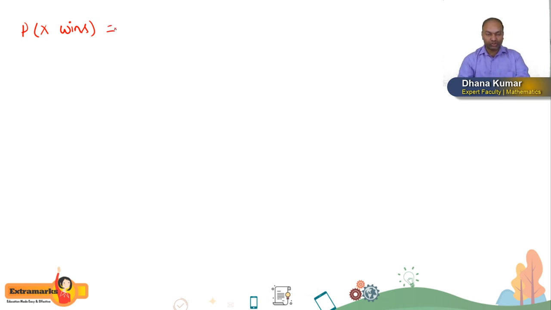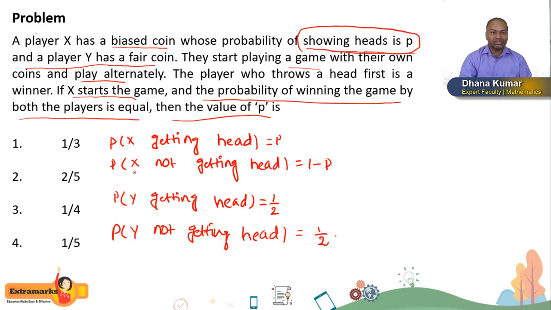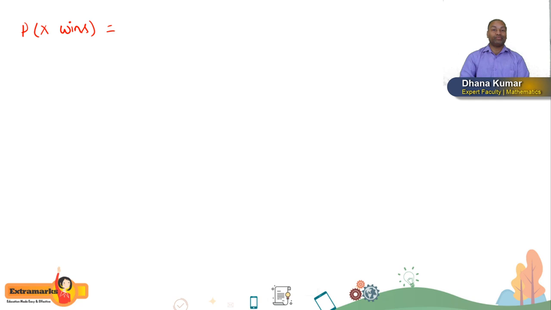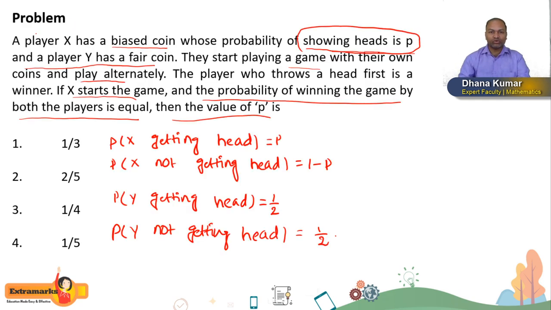Here, in any of the conditions, you observe that one. Who starts that game? X. X starts the game, and here we are calculating X wins. Okay. Suppose, just see one more point. The probability of winning the game by both is equal, then the value of P.